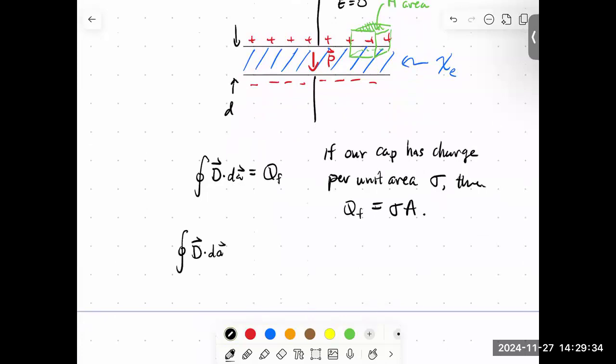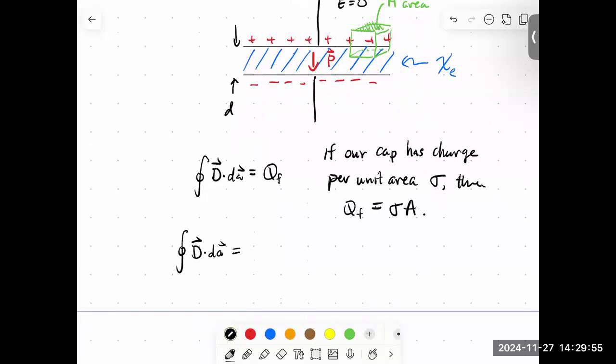This E dot dA around our box. Our box technically has 6 sides, but 4 of those sides have normal vectors that are perpendicular to the electric field between the plates of the capacitor. And so they're not going to contribute anything to Gauss's law. It's only the top and bottom surfaces that matter.